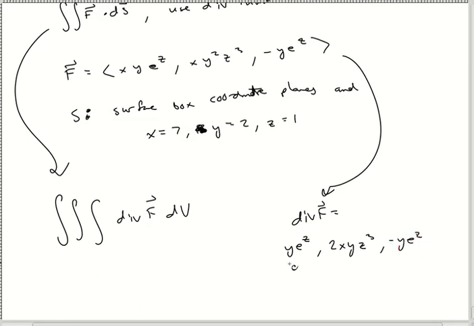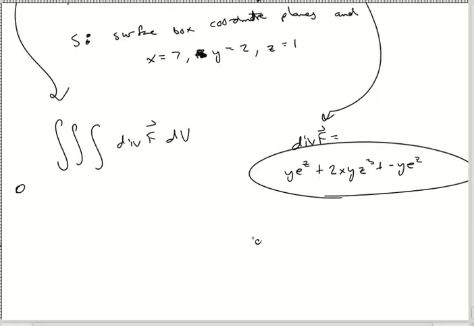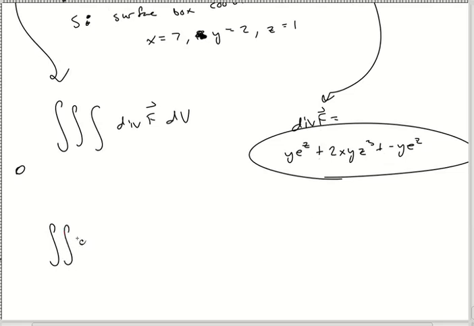You do not put commas. I don't know why I was putting commas. Again, I'm so used to cross products and stuff like that. This is a scalar. You put plus signs. There you go. So that is what we're going to be integrating.